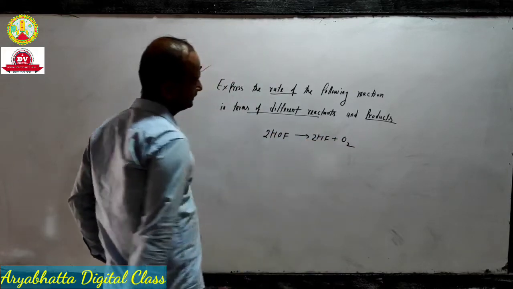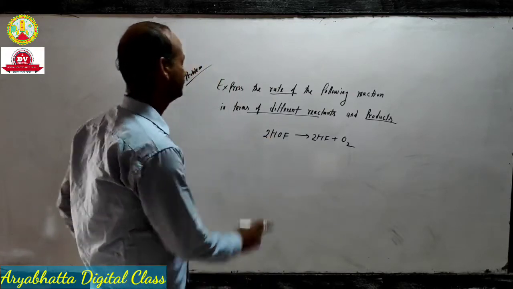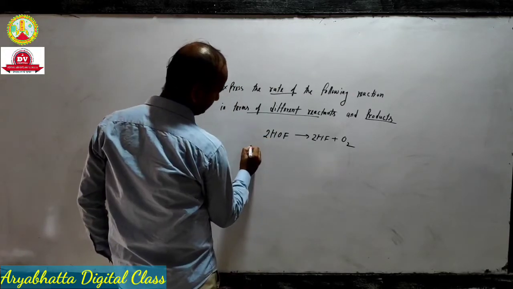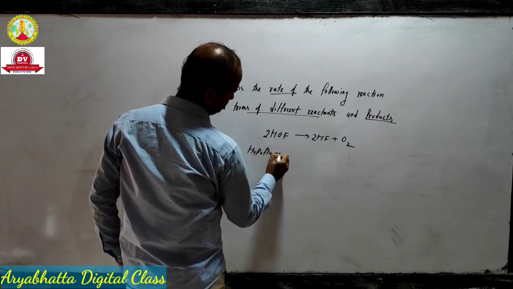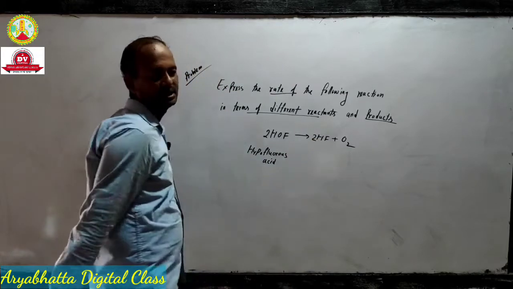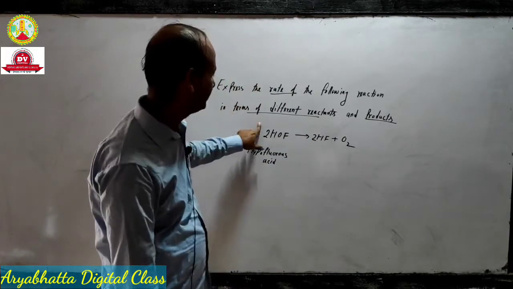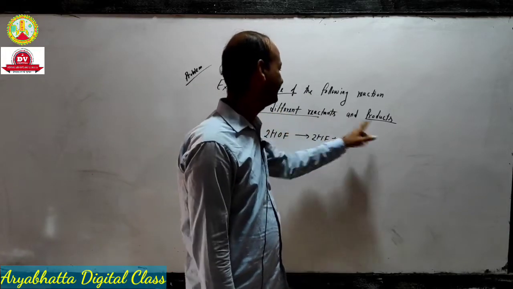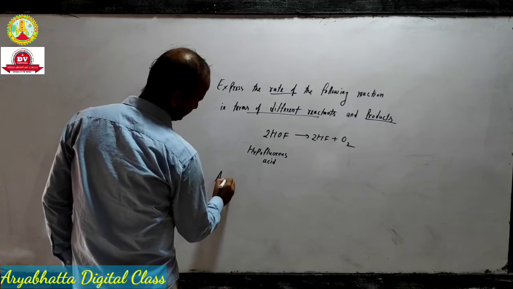Now let's see the name of this compound. Look at the compound. This is hypofluorous acid. This is called hypofluorous acid. Look, see the name. Hypofluorous acid. And you already know this is hydrogen fluoride. Now I am going to express the rate of the reaction in terms of reactants and products. Write it like this. Write rate.